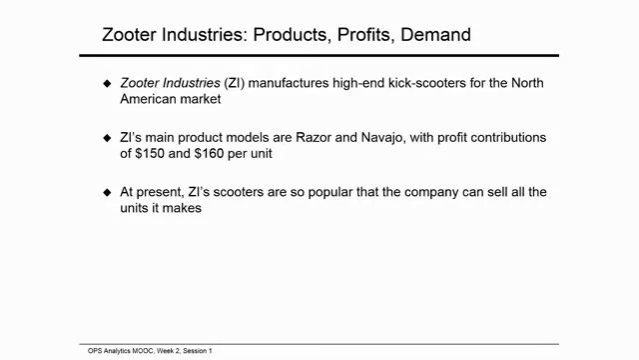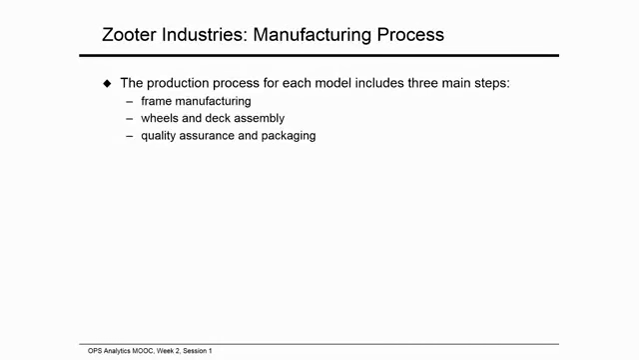Navajo is slightly more profitable than Razor, $160 of profit contribution per unit versus $150. The company is small, and it projects that these profit margins will not be affected by the numbers of scooters it can realistically produce and place on the market. Each scooter model requires the use of each of 3 resources. It must go through frame manufacturing, wheels and deck assembly, and quality assurance and packaging.